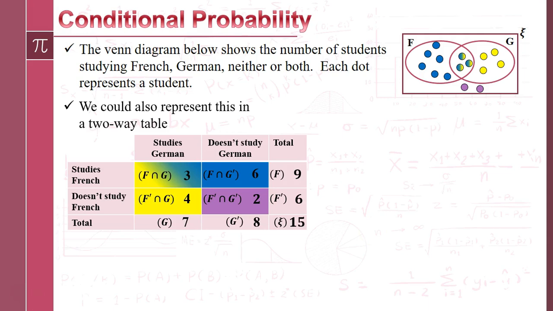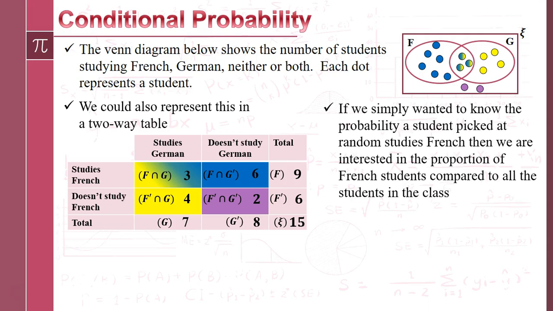Okay, nothing new or particularly challenging thus far, but let's have a look at what we now mean by conditional probability. Let's take a really simple example. Let's say we want to know the proportion of students that study French. Then we're looking at those students that study French compared to the entire class. So the probability of studying French is going to be 9 students study French out of the entire class, which is 15. So that's the number of French students over the number in the set. Okay, and again, nothing particularly exciting about that one.